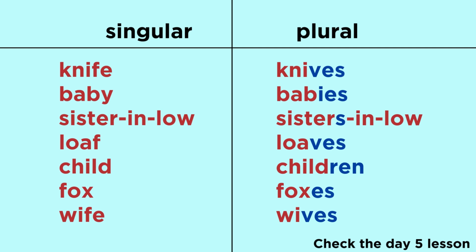Next one, child. What is the plural of child? We should add ren at the end of child. So the plural is children.